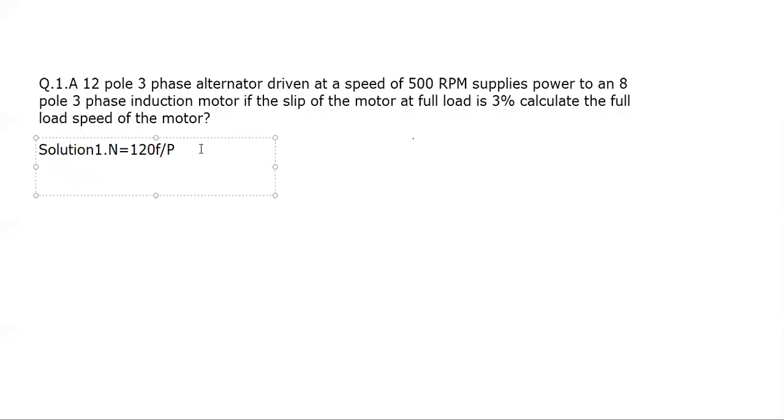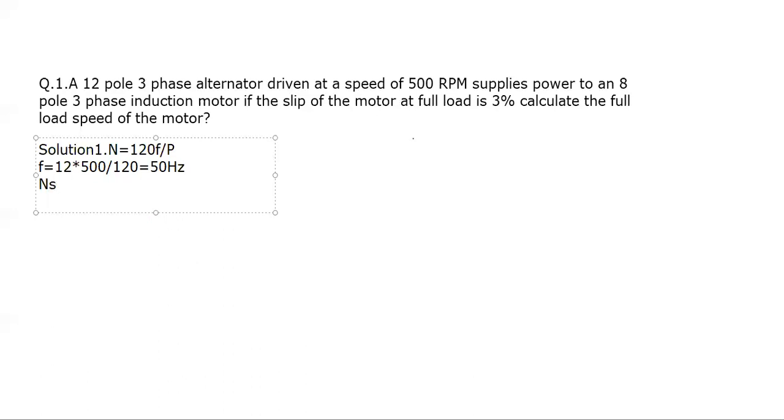I'll remove it; no need of it in the present question. So from this formula we can find out the frequency f. f equals P into N divided by 120, which is here 12 into 500, the speed, divided by 120, which equals 50 hertz. Now this is the frequency with which both the induction motor and the synchronous machine are working. So this frequency of the alternator is given to the induction motor.